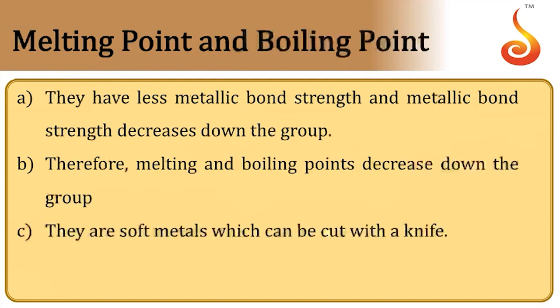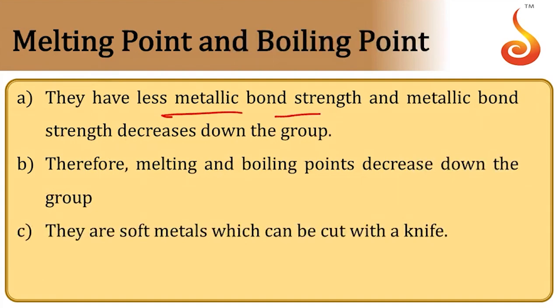Then melting points and boiling points. Melting points and boiling points depend upon metallic bond strength. Higher metallic bond strength means higher melting points. Metallic bond strength in turn depends upon the size of the atom and the number of valence electrons involved in bonding. If the size is larger, the melting point will be lower. If the valence electrons are more, the melting point will be higher.